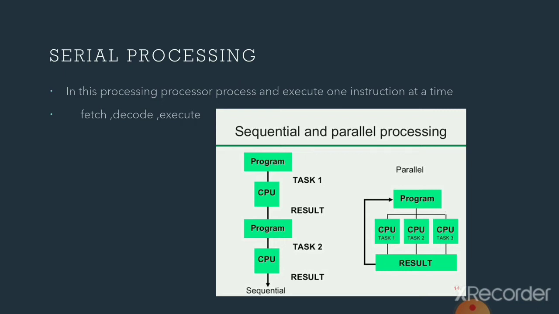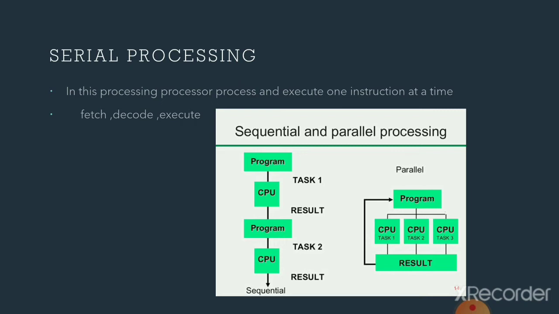Okay, so the first processing is serial processing. In this processing, the processor processes and executes one instruction at a time. The name itself says that serial processing means one instruction at a time.